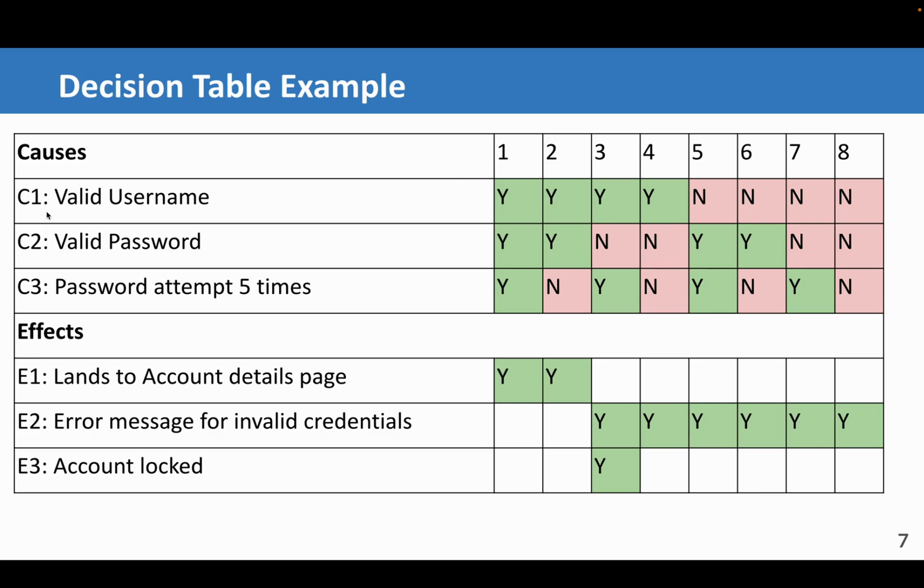The third condition shows that the username is valid and the password is not valid. The N indicates the negative side of this cause. So the password is invalid and the user is trying the wrong password for the 5th time. So as per the requirement, if the user enters a valid username and an invalid password for the 5th time, then the error message for invalid credential will be shown and their account will also be locked because they are entering the wrong password 5 times.